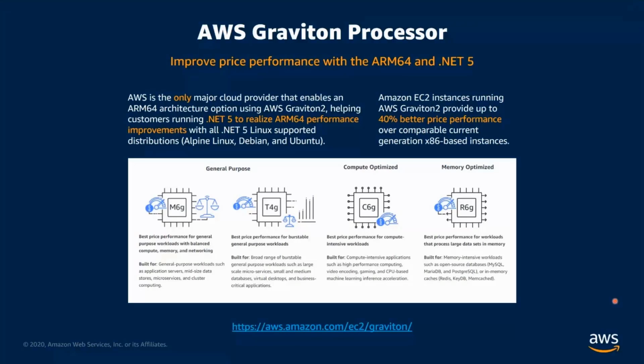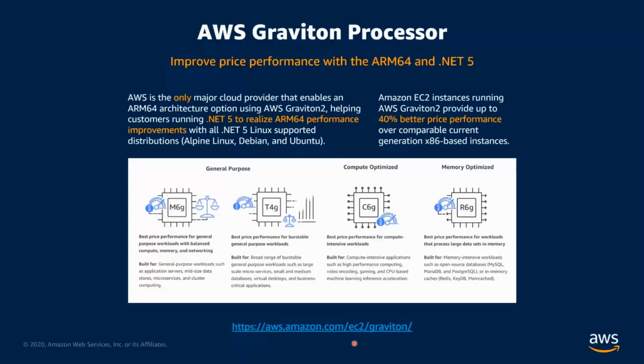And one of the things that I came to the conclusion was that AWS is the only major cloud provider that provides an ARM64 architecture option using Graviton 2, helping customers running .NET 5 realize ARM64 performance improvements with all .NET 5 Linux supported distributions. Now, in general, and .NET 5 has just come out, so we don't have the specifics with .NET 5, but in general, we've found that customers can see up to a 40% price performance over the comparable current generation of x86-based instances. Some of these slides you'll notice at the bottom here, I have a URL, so if you want to find out more about Graviton, you can click on that.